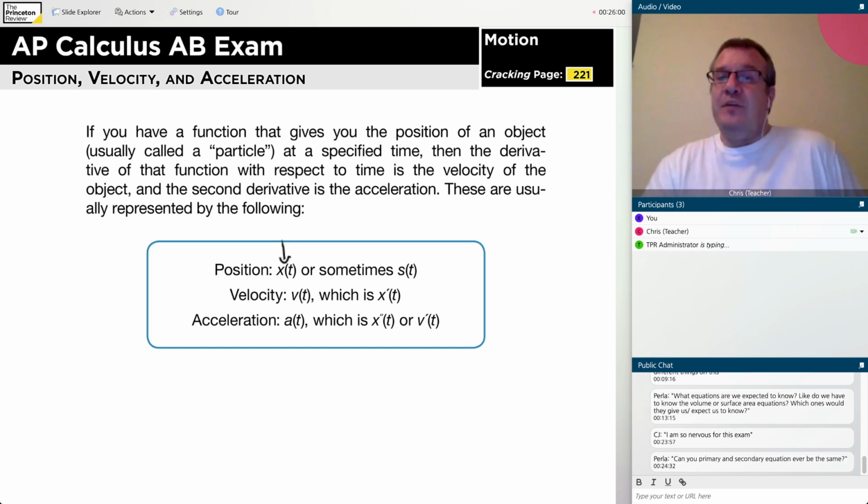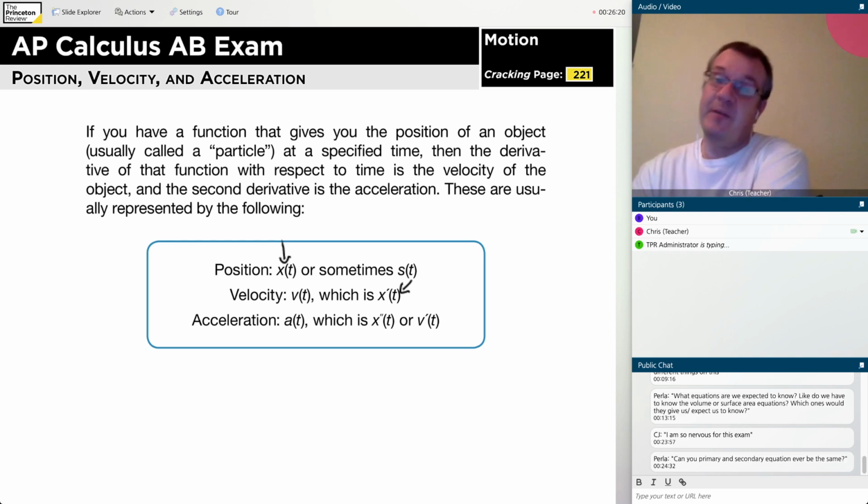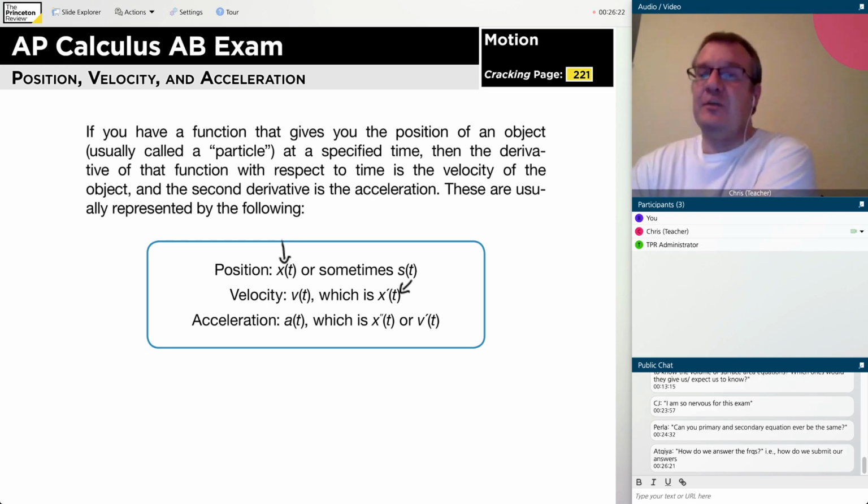Now, when you take the first derivative, you're dealing with the velocity. The velocity you can just write as v of t, technically just the first derivative, the x prime of t. Acceleration is your second derivative. That's it, which means it's going to be the second derivative of the position, the x double prime of t, or the first derivative of your velocity, v prime of t. With these, the units as well.